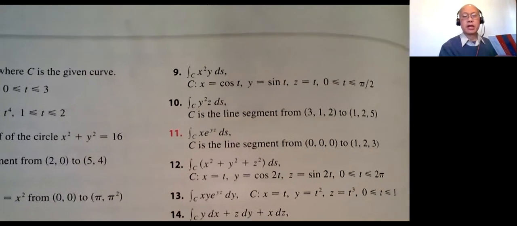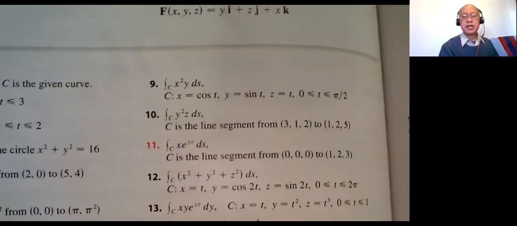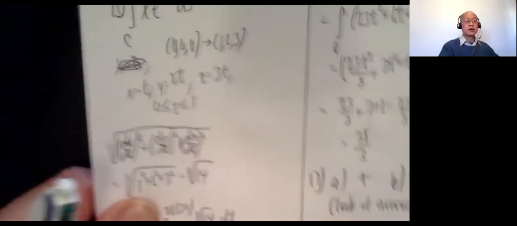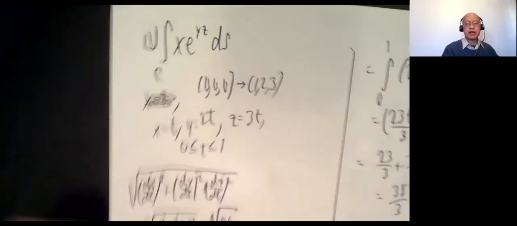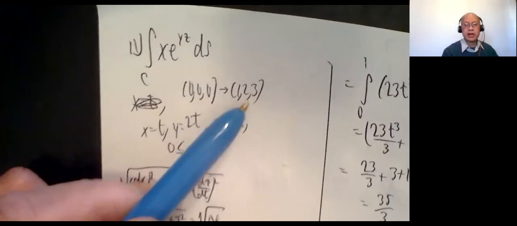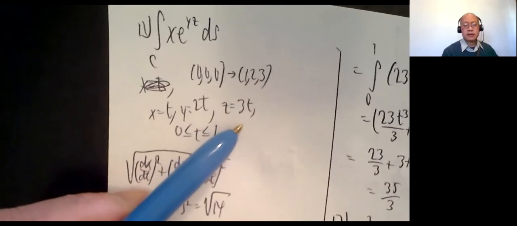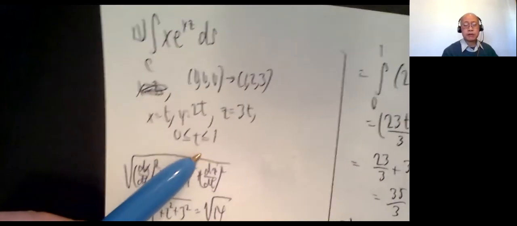So that one, you're going from one point to another, so you can see how that works. This is in space now, 3D. Problem 11, integral of x e to the yz ds. C is a line segment from 0, 0, 0 to 1, 2, 3. This should be pretty easy. If you're going straight from here to here, x is t, y is 2t, z is 3t, t goes from 0 to 1. That pretty much does it.